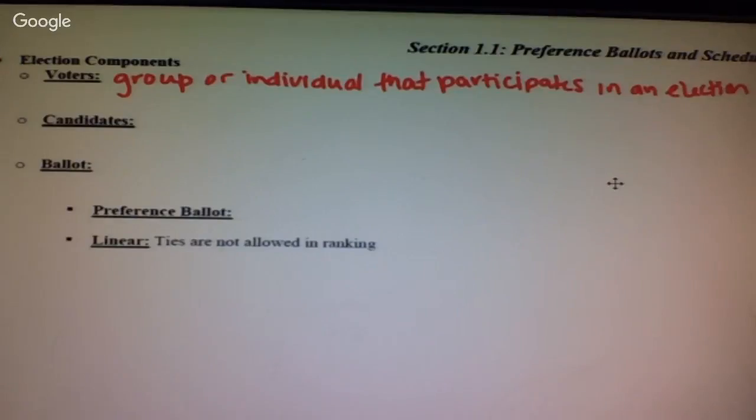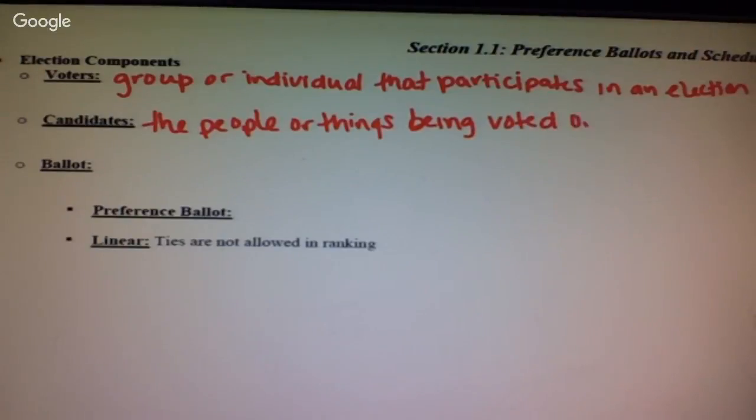Okay, so you need a voter. You need someone to go in and say, this is who I want. We also need candidates. What's a candidate? The person running. The people or things, because we're going to talk about elections of things, being voted on. You've got to have somebody to pick or something to pick.